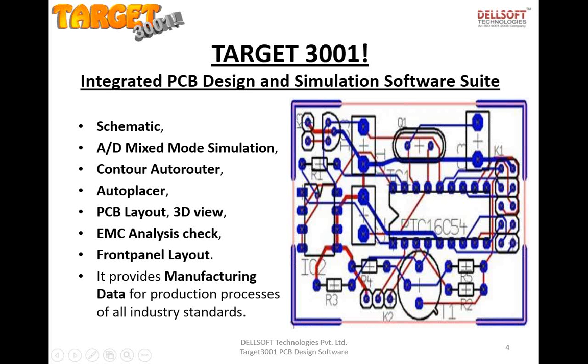Then EMC analysis check for doing the electromagnetic analysis, and you can create the front panel layout of any circuit, and it also gives you the manufacturing data for production process in all industry standards. So it will provide you the Gerber data, Gerber layout for doing the process of that PCB in your labs, or you can create your own PCB by creating the CNC file formats as per industry standards.